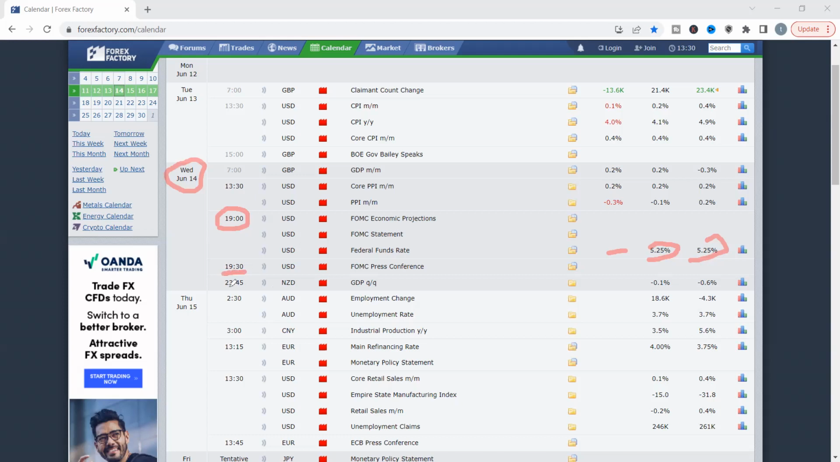For USD, we also have news coming out at 11:45 for the New Zealand dollar, the Kiwi. This is the GDP, but we are after the FOMC statement. This is what we're after for now. And trust me, there's going to be good volatility that's going to be introduced in the market.